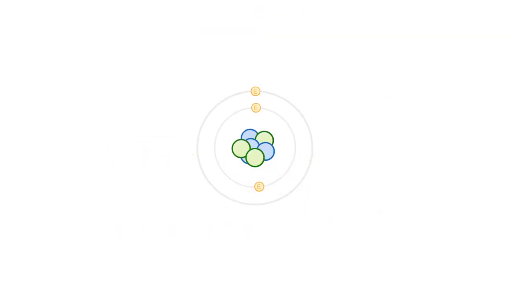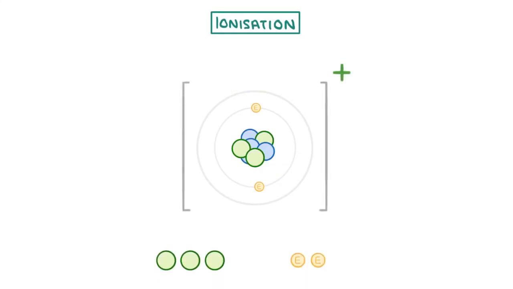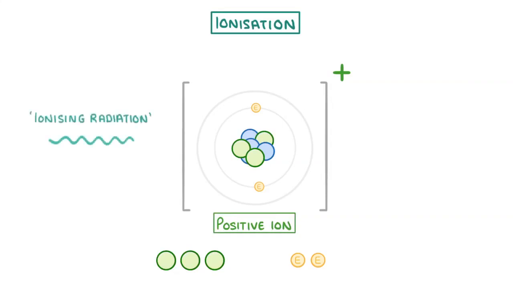The very last thing we need to look at is ionization. Very occasionally, one of the outermost electrons could absorb so much energy that it's able to completely leave the atom. This leaves the atom with more protons than electrons, and so it's left with a positive charge, which means that we now call it a positive ion, rather than an atom. Also, if you hear the term ionizing radiation, all it means is that it's able to knock electrons off atoms, and so ionize them, like we just did for lithium.